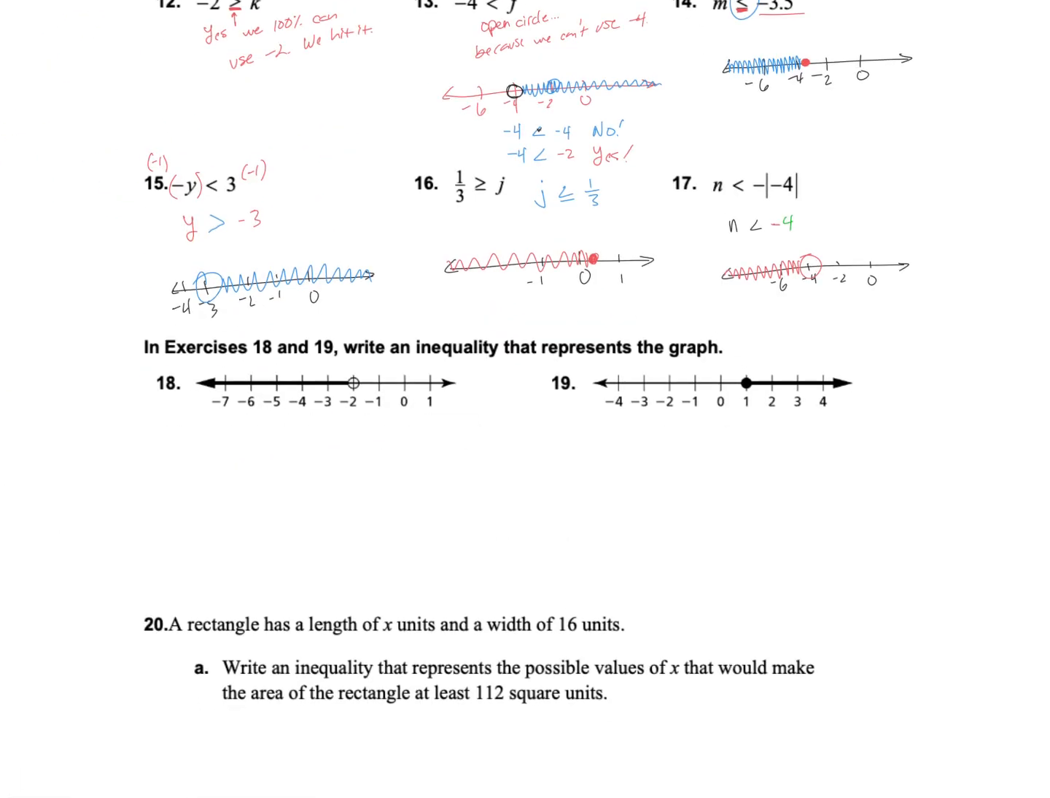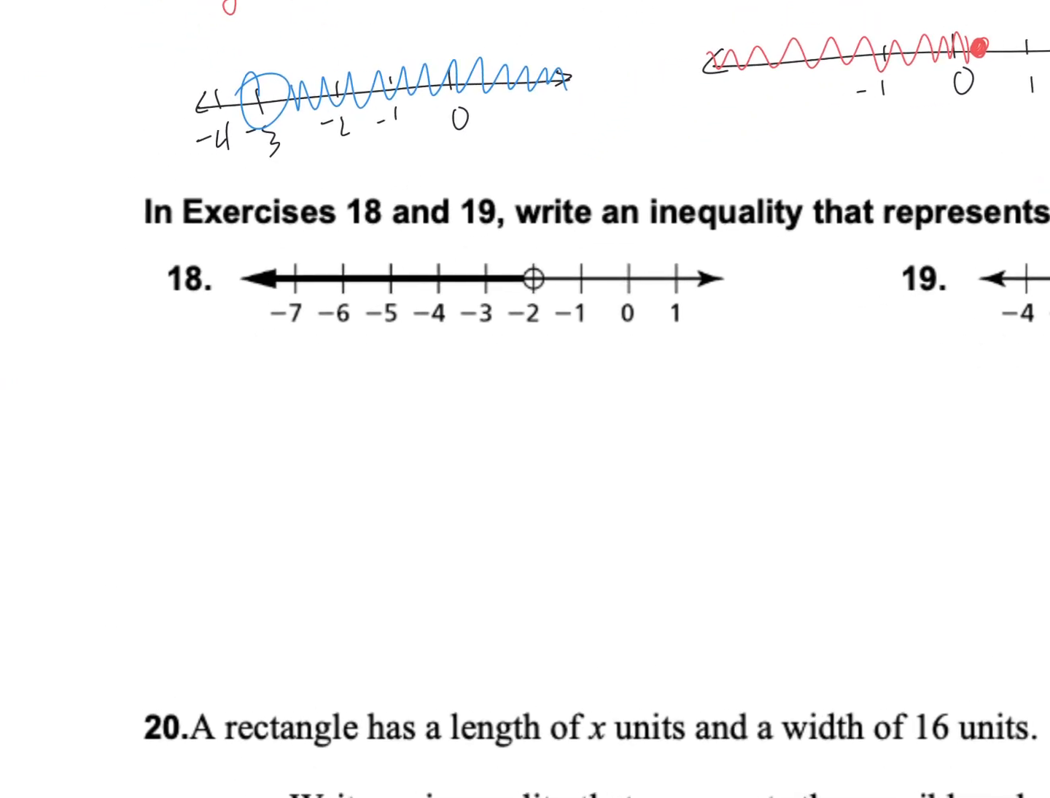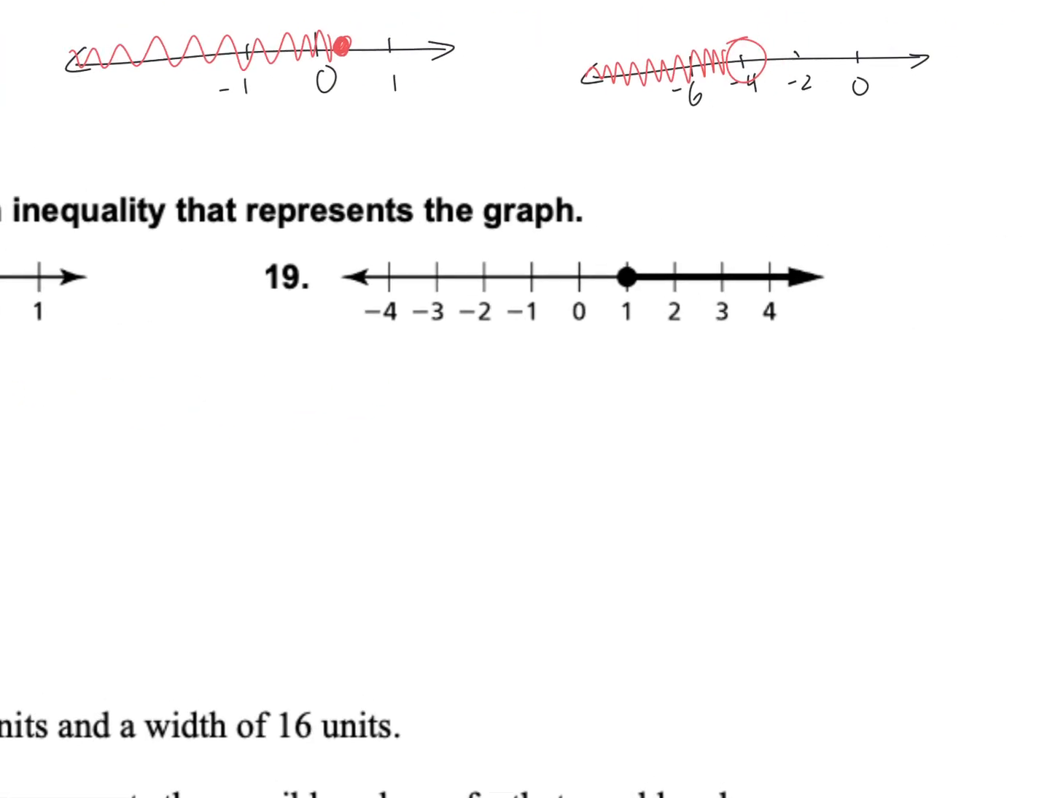Yeah? Yeah. Now we're doing the opposite. Write an inequality that represents it. Okay. N is going to be less than negative 2. That's it. N is the numbers, these numbers, because that's where it's shaded. It's going to be less than. It's going that way. Negative 2 is the number that it is, and it's open. We do not have an equal to sign. That's it. That's the whole thing.